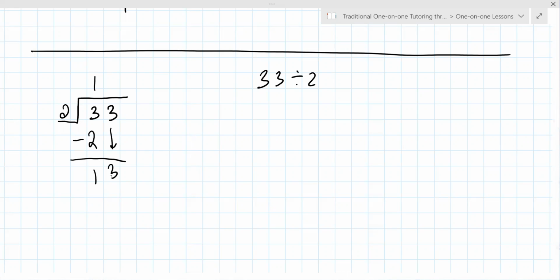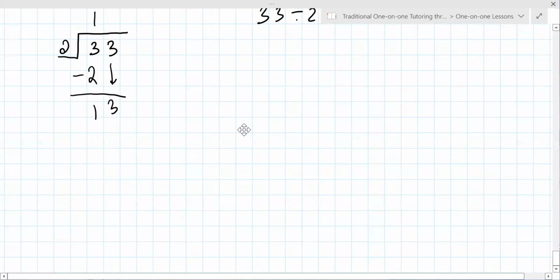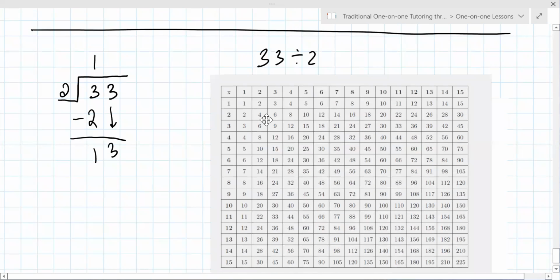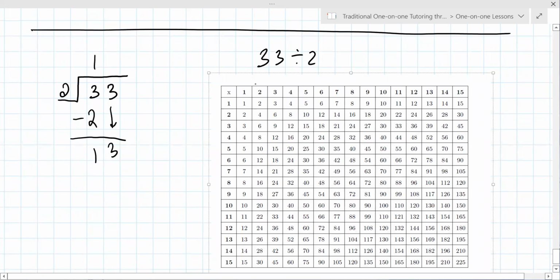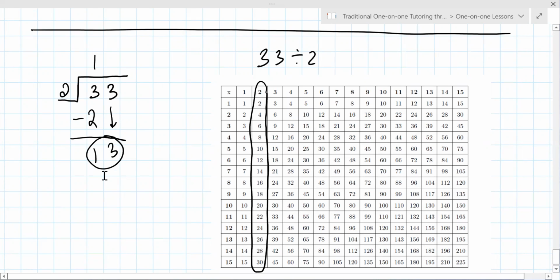Okay, now how many times does 2 go into 13? And that's again where you've got to have your multiplication table. Which column are you looking at? The 2 column. And you're trying to find 13. Where's 13 in this? 6. Yeah, 6. And 6 times 2 is 12. That's right. And then 13 minus 12 is 1. So there's a remainder of 1.